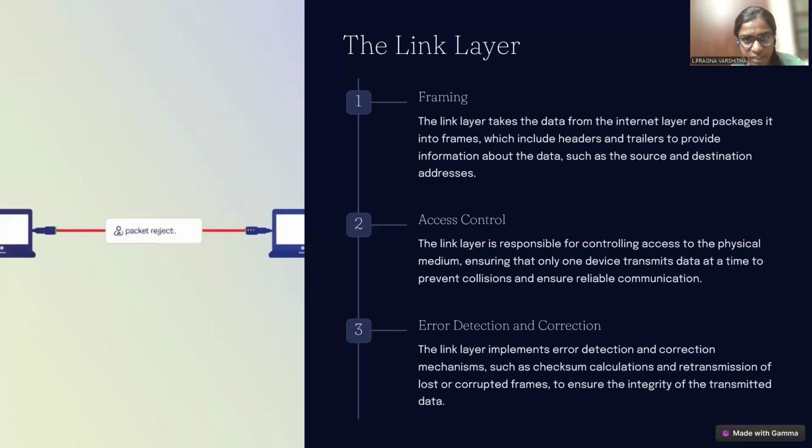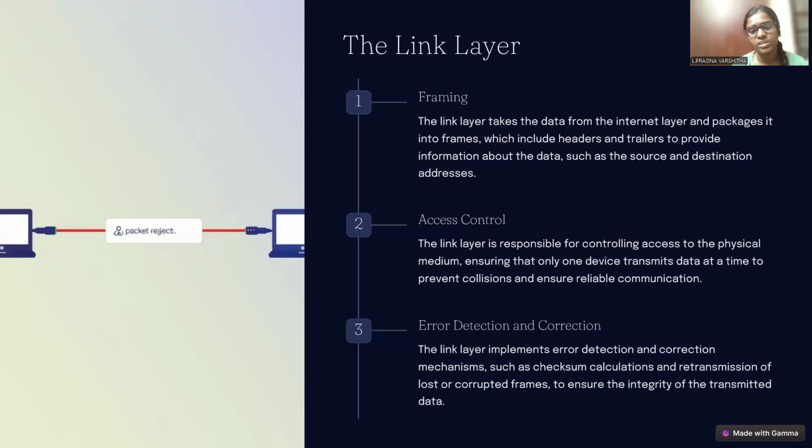The next one is the link layer. First one is framing. The link layer takes the data from the internet layer and packages it into frames, which include headers and trailers to provide information about the data, such as the source and destination address. Second is access control. The link layer is responsible for controlling access to the physical medium, ensuring that only one device transmits data at a time to prevent collisions and ensure reliable communication.